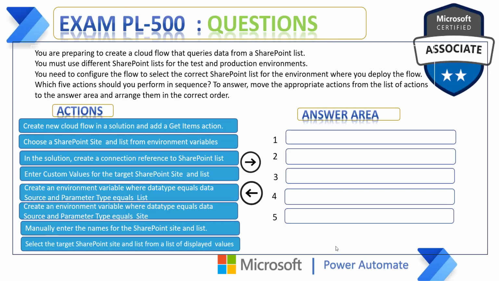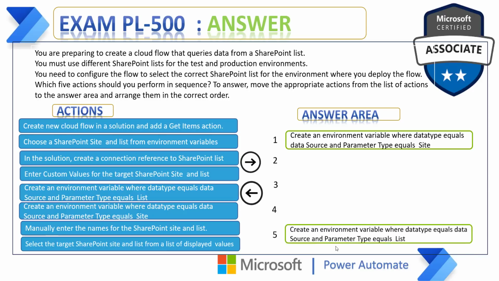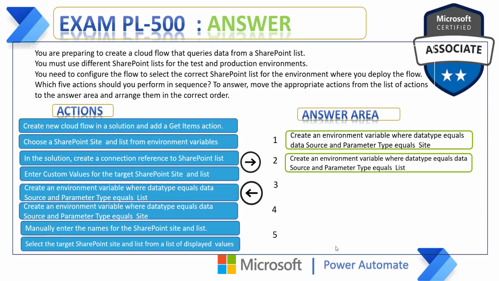Let me reveal the answer. There you can see the first action, we created an environment variable where data type equals data source and parameter type equals site. Second, created an environment variable where data type equals data source and parameter type equals list. Third action, we created a new cloud flow in a solution and added a get items action.